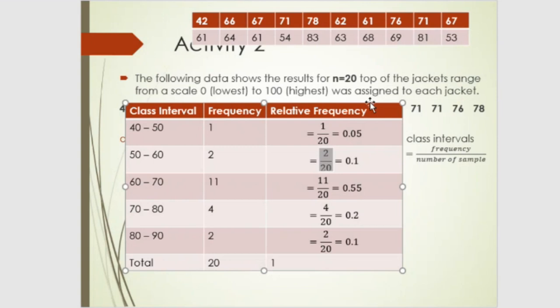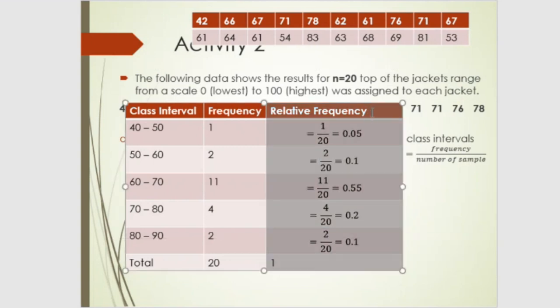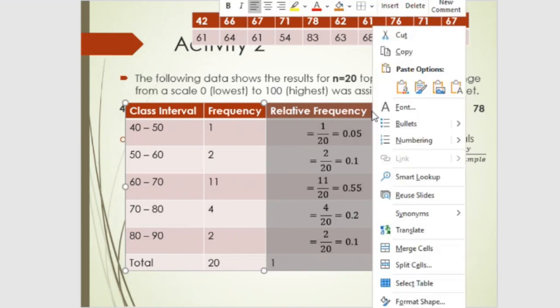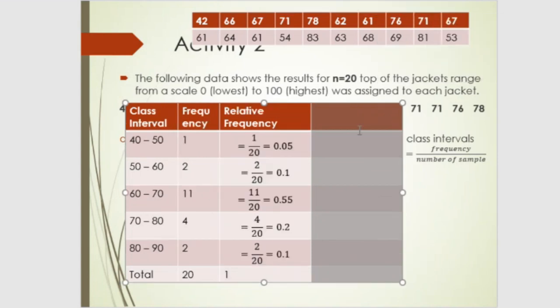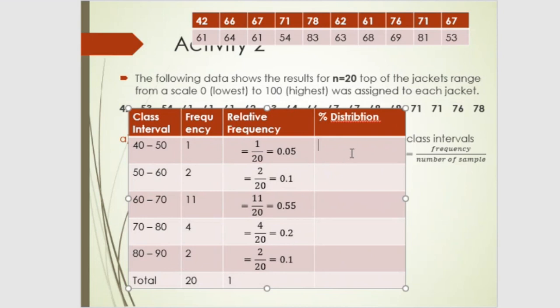So the next one that I had, someone here said, talking about the percentage. So it means if they say the percentage was set to the right, a relative frequency, what percentage? This percentage distribution of this data that we have. So what are you going to do here? You're going to multiply these values here by 100.